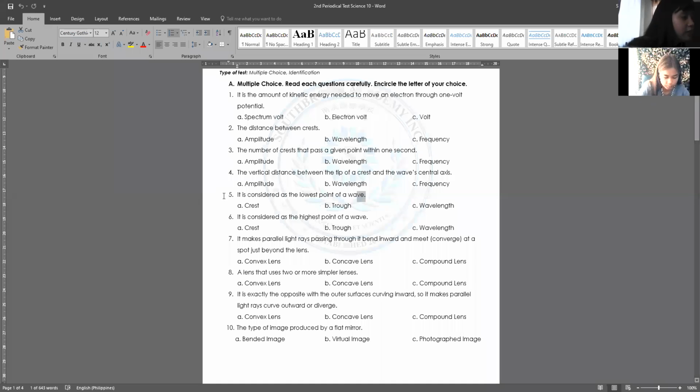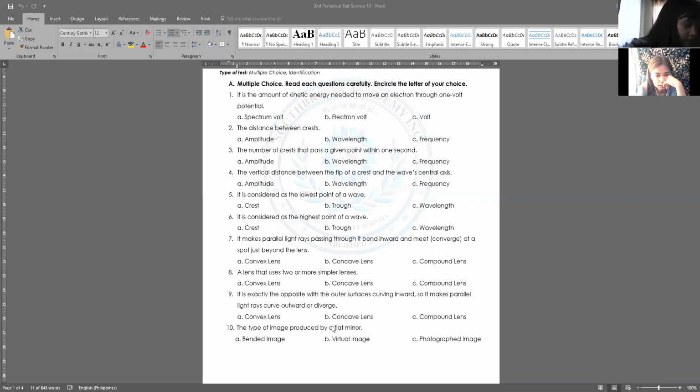Number five, let's have Audrey. It is considered as the lowest point of a wave. C, true. I mean, what? B, true? The lowest point. Teacher, B, it's true, teacher. Correct. It's true.